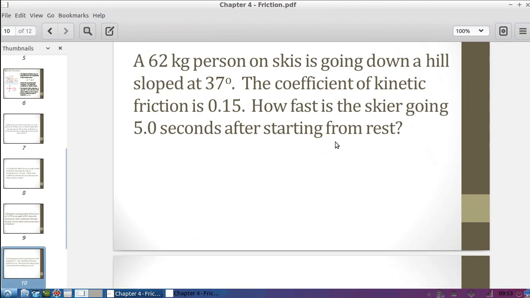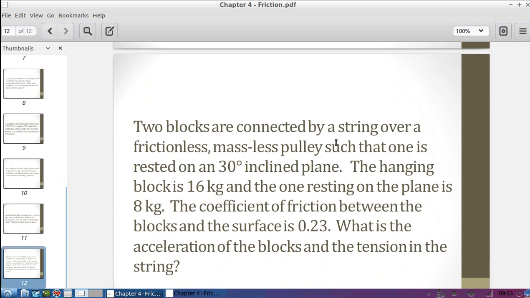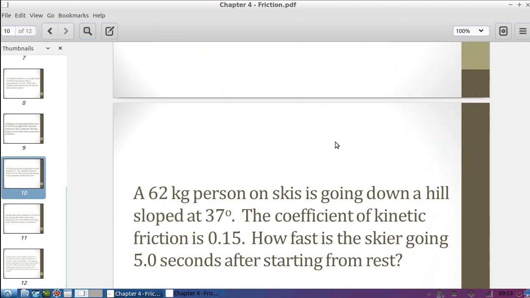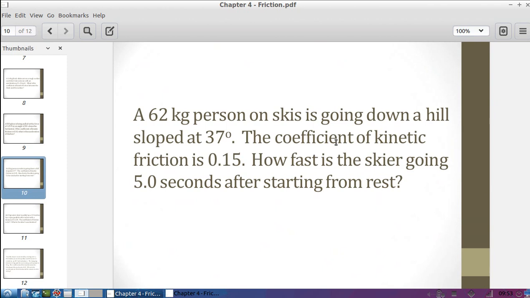All right, so let's do a couple of incline problems. I'll pause it and I'll make a second video for the last couple friction problems.